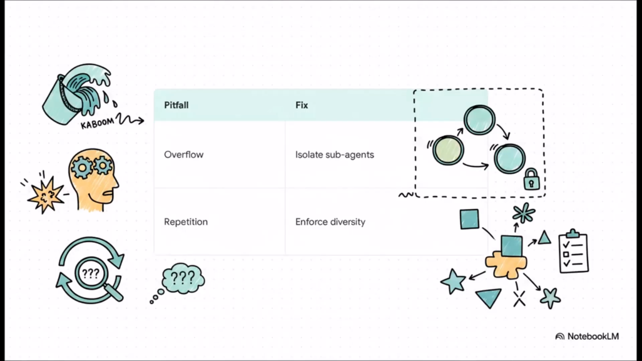Okay, let's fire through some common pitfalls in a fast-paced cheat sheet. Pitfall 1, context window overflow. Your agent crashes because it read too much. The fix? Compress those findings and isolate your subagents. Pitfall 2, search query repetition. The agent is just banging its head against the wall, searching the exact same phrase over and over. The fix? Track the search history and strictly enforce query diversity in your prompts.